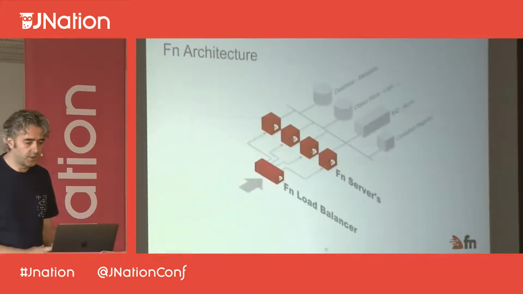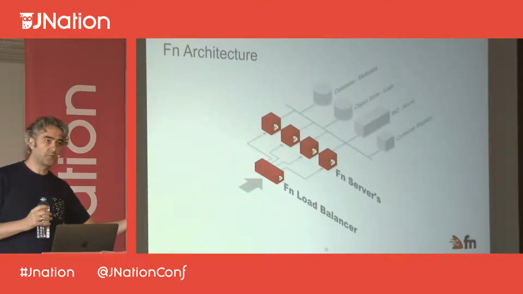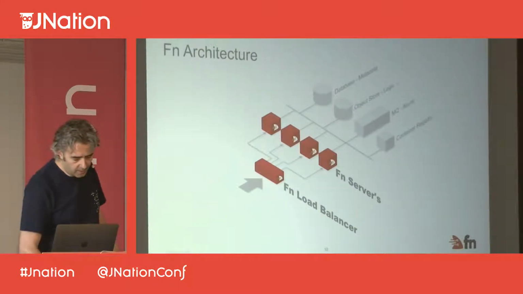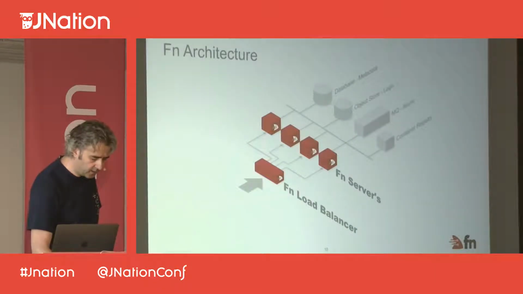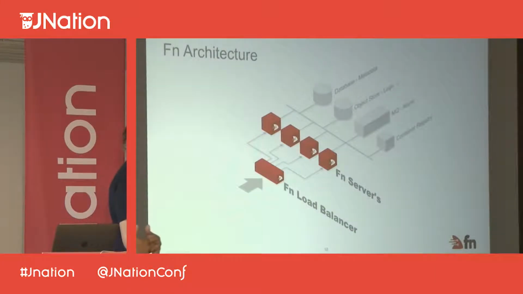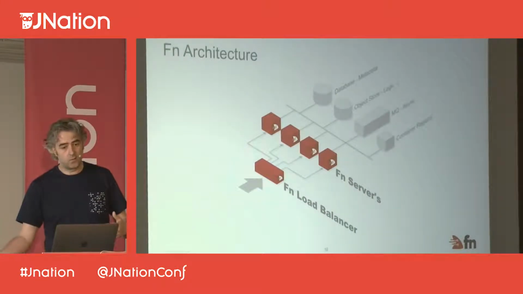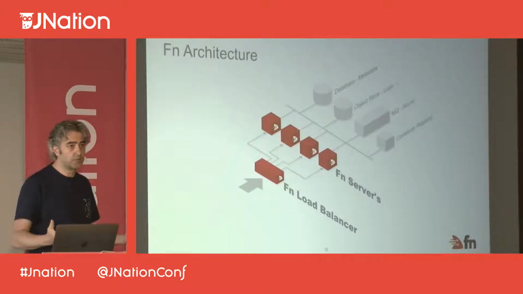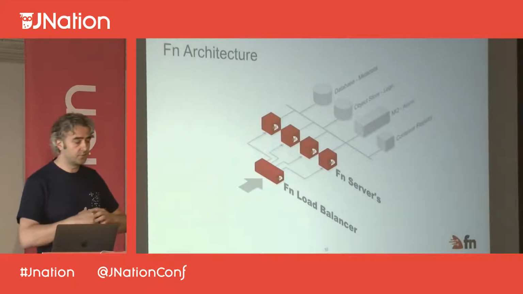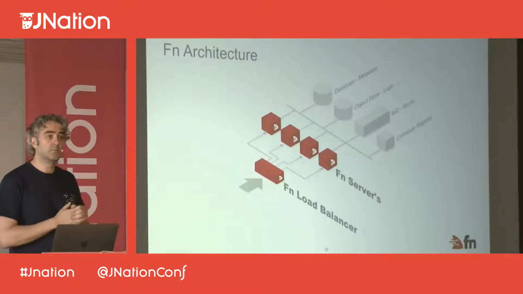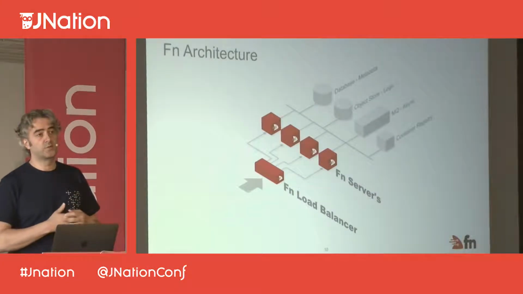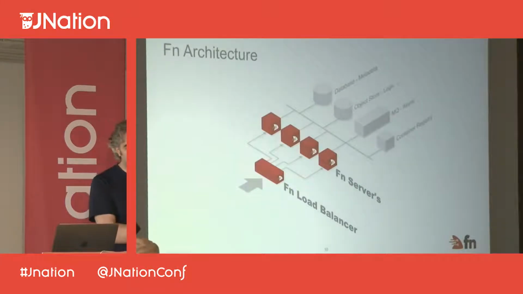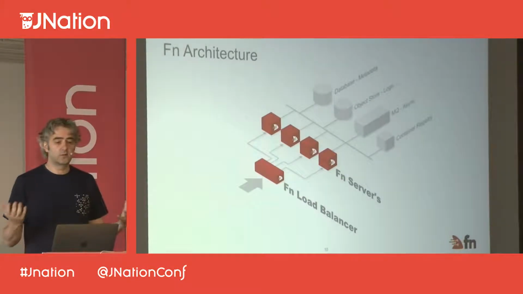Now, if we look at the FN architecture, I don't want to go into any detail because I really want to focus on the developer side. But we have a bunch of FN servers. That's basically where your function will run. Obviously, if you want to scale, you will need to have more than one FN server. If you have more than one FN server, you need to have an FN load balancer that will do the load balancing between the different servers. So if there is an incoming request for a given function, from a performance point of view, it would make sense to route that request directly to an FN server that is already able to serve it. So that's typically what the load balancer will do.